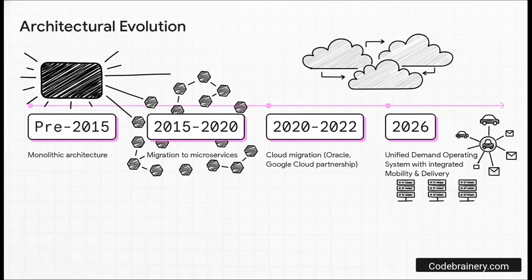So you can see this constant evolution here. First, breaking up that monolith into those thousands of microservices, then moving everything to the cloud to get more flexible, and now they're looking ahead to create one unified system for all their services.